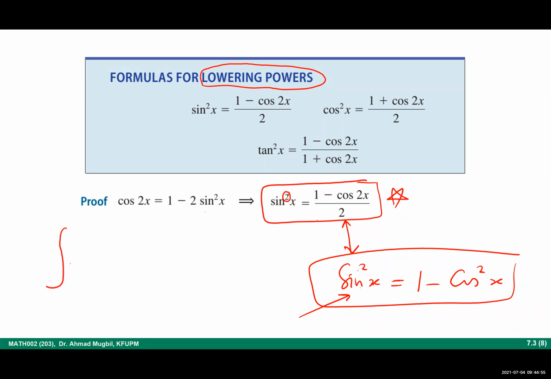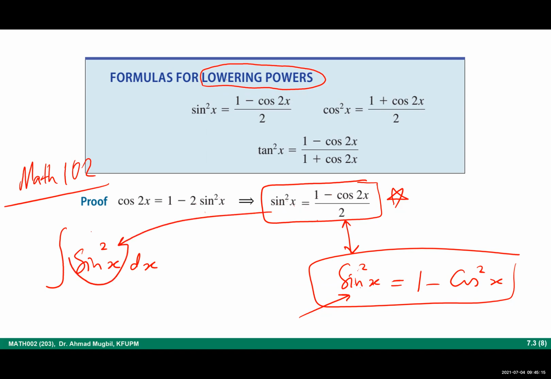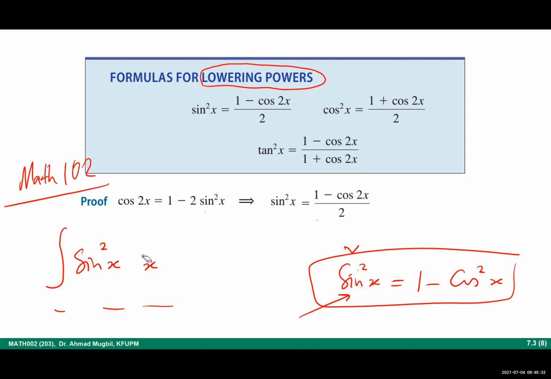One of the most important cases is in Math 102. In Math 102, you will be able to find the integral of this one. You cannot find this integral unless you use this identity. So instead of sine squared, you will put 1 minus cosine 2x over 2, and after that, you can proceed and continue integrating. I'm talking about the integrals, guys. To get this integral, you have to use this formula. You will see that, inshallah, soon next year when you start studying Math 101 and Math 102.